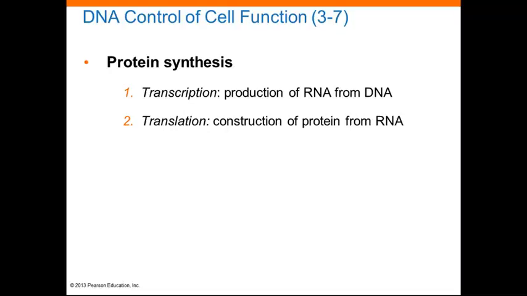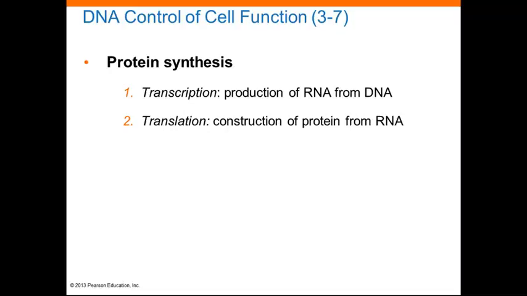Translation, then, is the construction of protein from that RNA. So the mRNA leaves the nucleus and binds to a ribosome, and this could be either in the cytoplasm or on the RER, the rough endoplasmic reticulum. And transfer RNA, a different type of RNA, tRNA, delivers amino acids to those ribosomes. Each tRNA has a complement to the codon called an anticodon, and each amino acid has one or more codons.